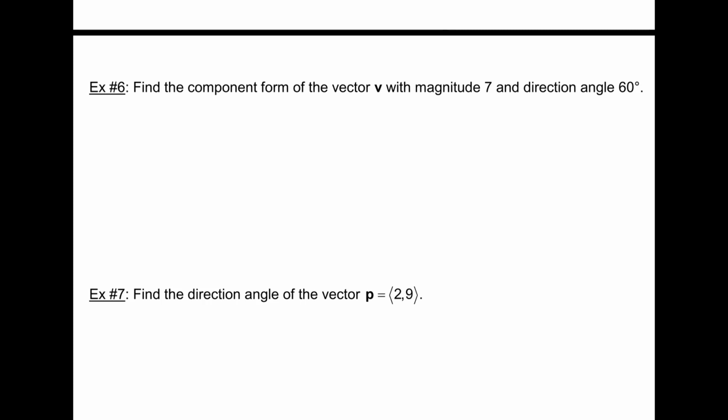Okay, let's go over example 6. Find the component form of vector v with magnitude 7 and angle 60 degrees. So I think this is going to help Abby's question: how do I know how to draw it? Well, the angle is 60, and the length is 7. You use that.